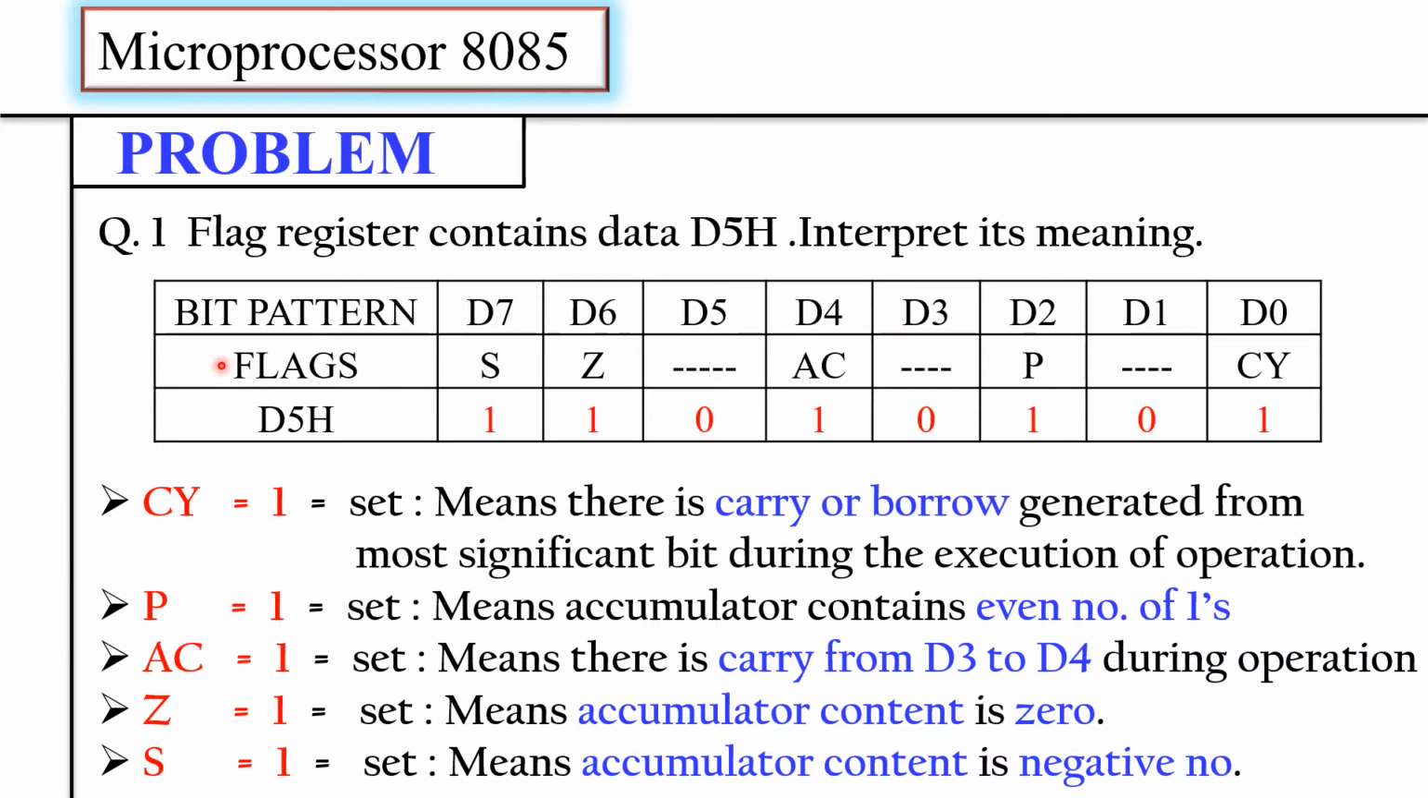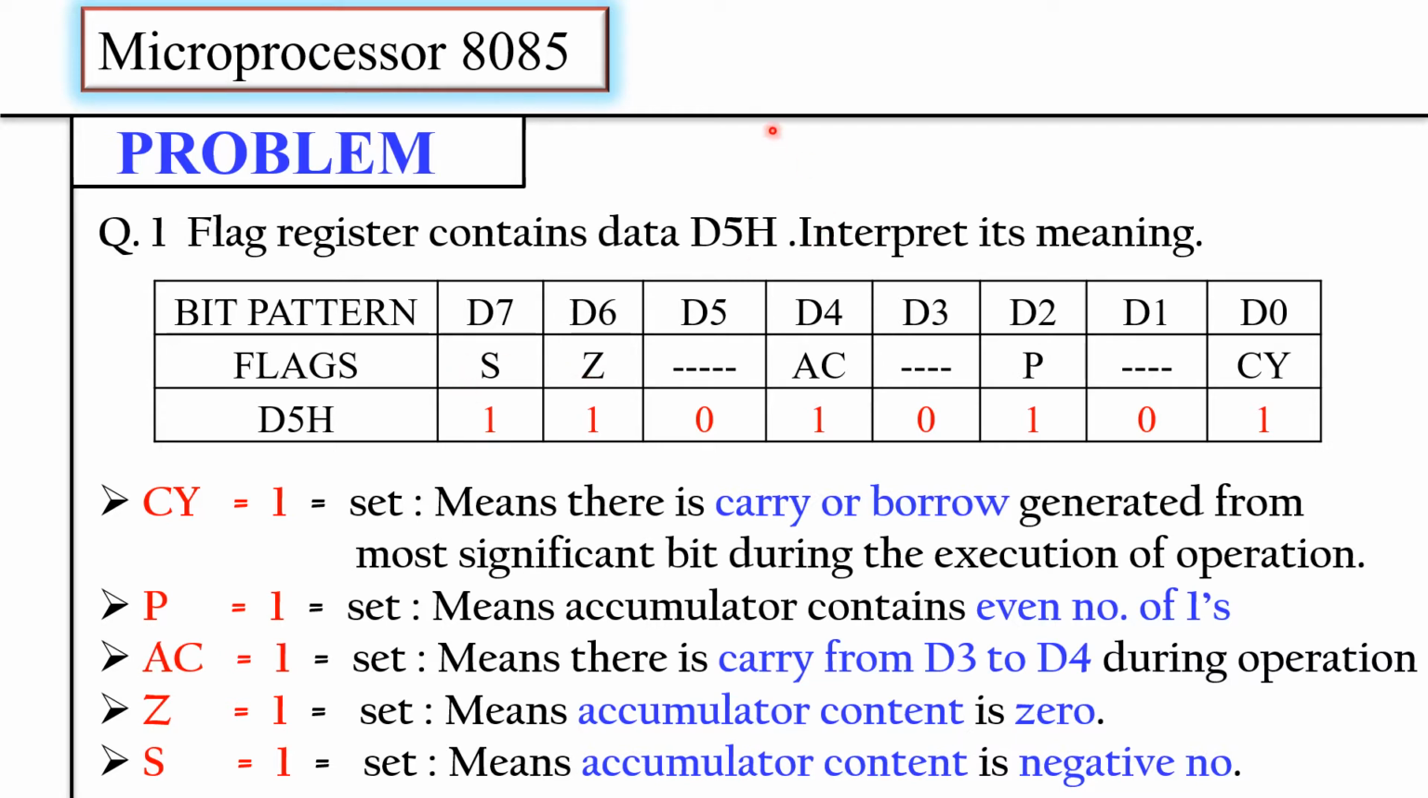Clear? So you have to draw your bit pattern in this form, that is D0, D1, D2, D3, D4, D5, D6 and D7. D0 is the least significant bit and D7 is the most significant bit. The flag positions: D0 carry flag, D2 parity flag, D4 auxiliary carry flag, D6 zero flag and D7 sign flag.